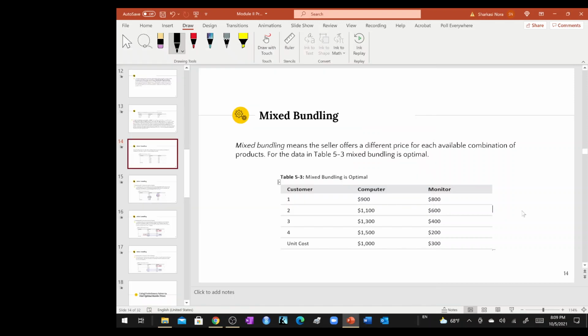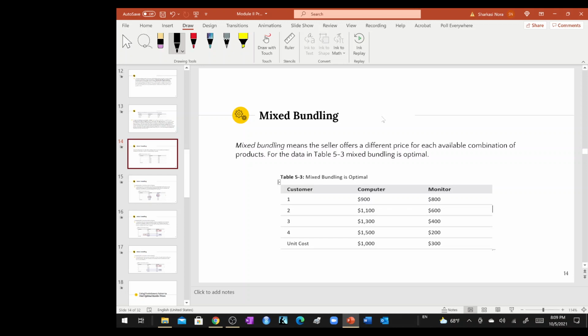All right, lovely people. So over here, we're going to talk about mixed bundling. In mixed bundling, this means that the seller will offer a different price for each available combination of products. And usually this is also done for different services.